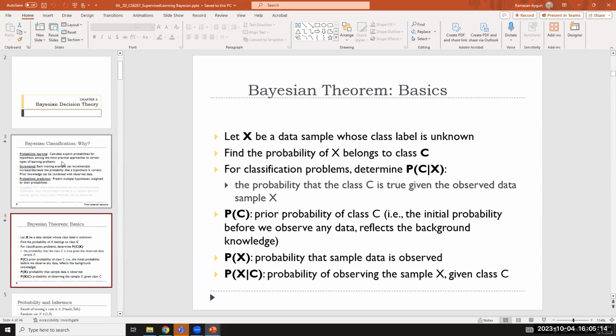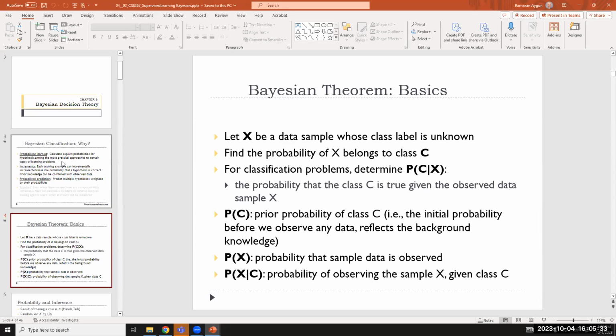So let's try to understand this. We have a data X whose class label is unknown. Okay? We don't know the class. We would like to find the probability of X belonging to class C.